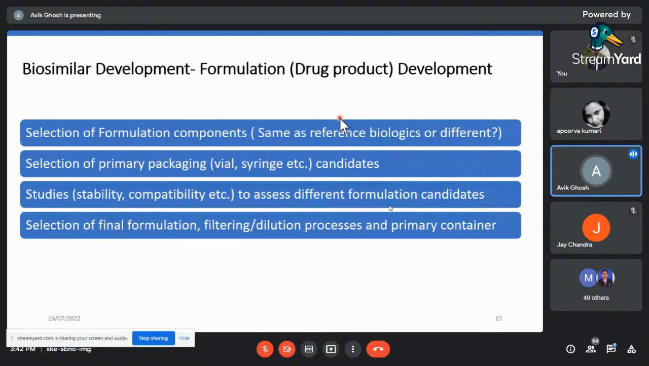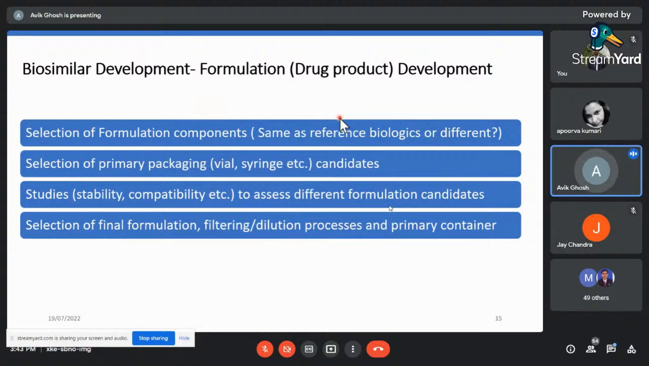Then also the primary packaging, like a vial or a syringe. The selection of those is also very important. Like who would be the maker of the vials or the syringes? There are different sizes of vials and syringes. Which one we need to take, all these things need to be taken care of. Then stability studies are generally done to see if the product is stable under these formulations or different primary packagings, and based on those studies, the final formulation, the filtering process and the primary container are selected.